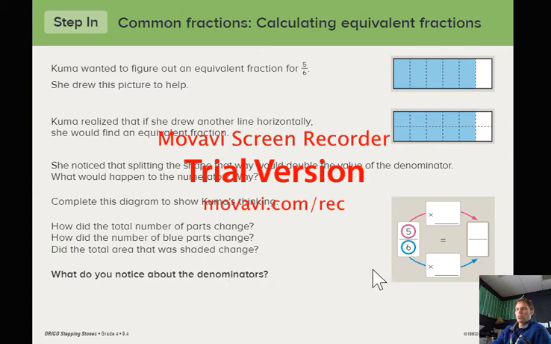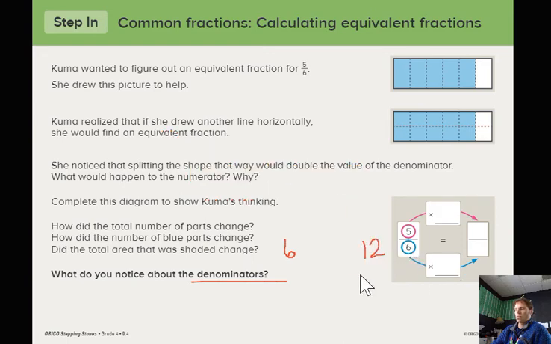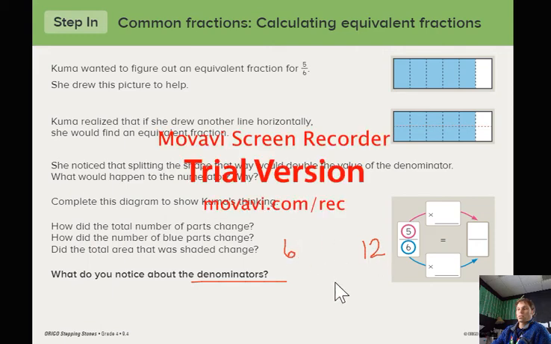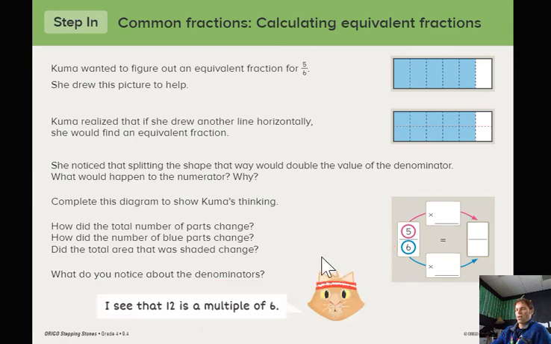The denominators, what do we notice about these denominators? So if we look at 6 and we look at 12, because that's our other denominator, when you look at that, you're probably thinking, well, 6 is a factor of 12, right? And 12 is in the counting pattern of 6. So that's something interesting, right? That 6 can be a factor of 12, and we can multiply 6 and get 12. And that's what they're saying here. 12 is a multiple of 6.